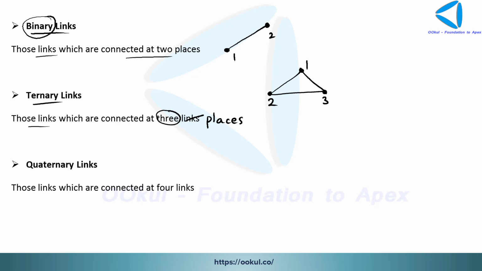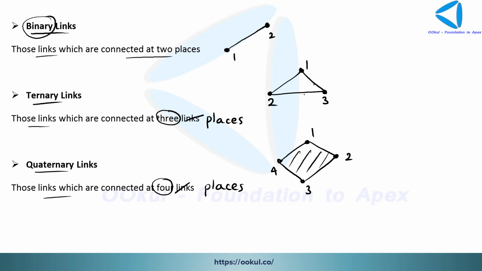Correct? Now comes your third type, that is your quaternary link. Those links which are connected at four places. Again this is places, four places. Suppose you have this sort of a link. Okay, this can be connected at four places like this. Okay, 1, 2, 3 and 4. So these are the four places at which this link can be connected. So this is your quaternary link, and this can be connected at three places like this, 1, 2, 3. So this is a ternary link, and this is a link which can be connected at two places. So this is your binary link. Okay, I hope ये आपके समझ में आया होगा.